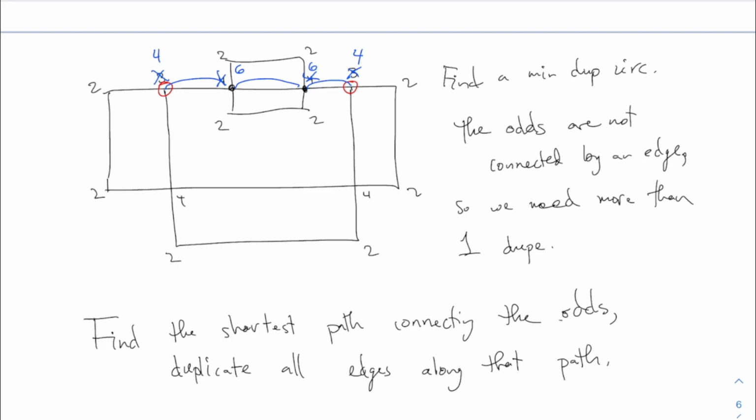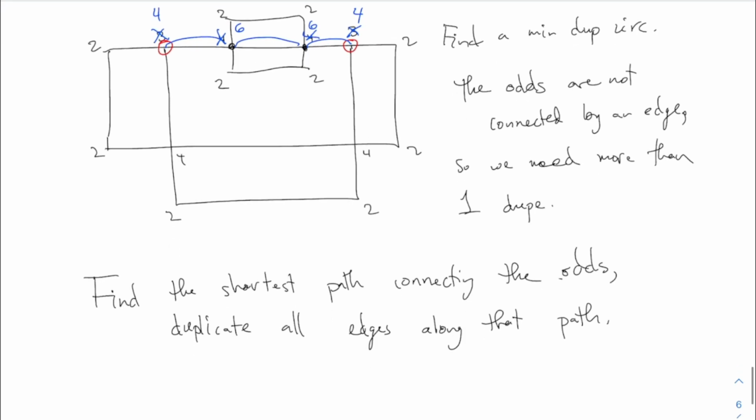If you duplicate all the edges along a path, you're going to change the odds into evens, and all of the intermediate evens will stay even. They will get bigger, but only bigger by 2, which means they will still be evens. All right? So we find the shortest path connecting the odds and duplicate all edges along that path. So in this example, we require 3 duplications, right? And it's going to be those 3 edges across the top there. So here we use 3 duplications.